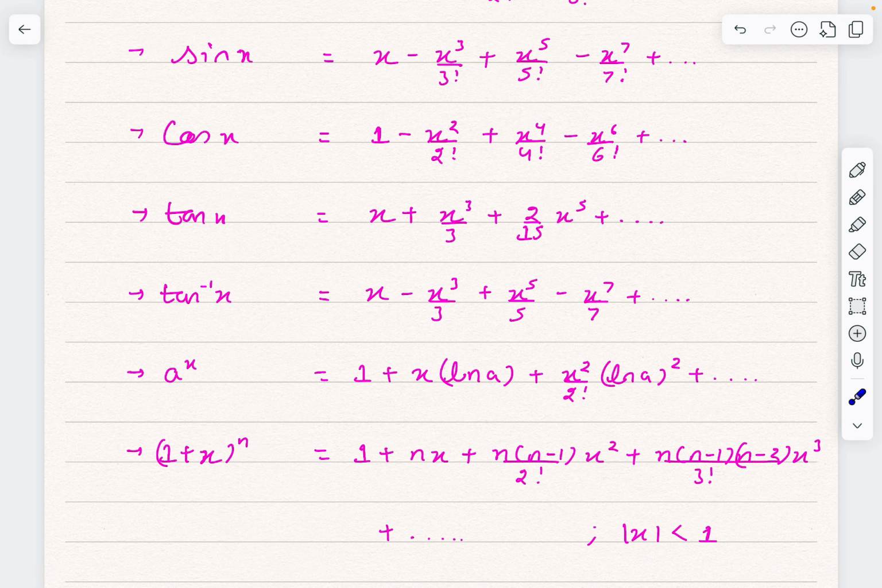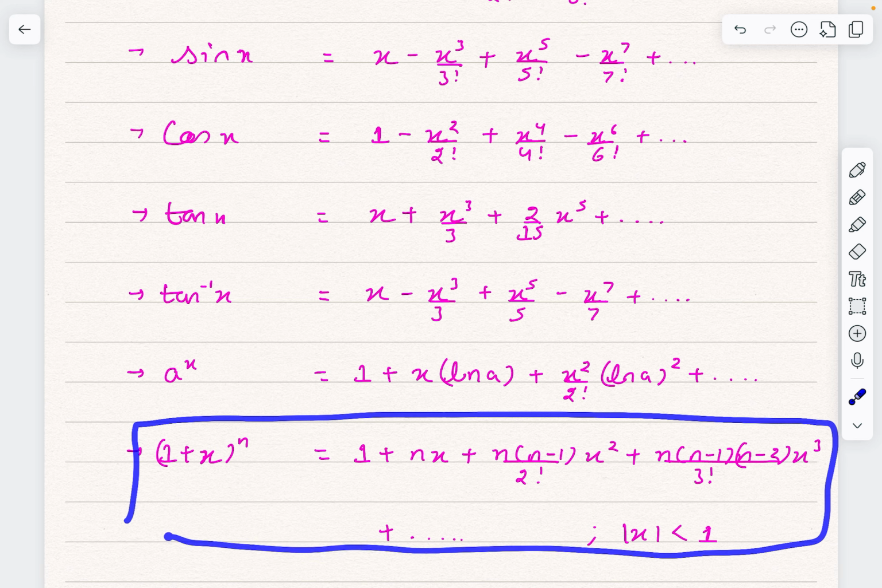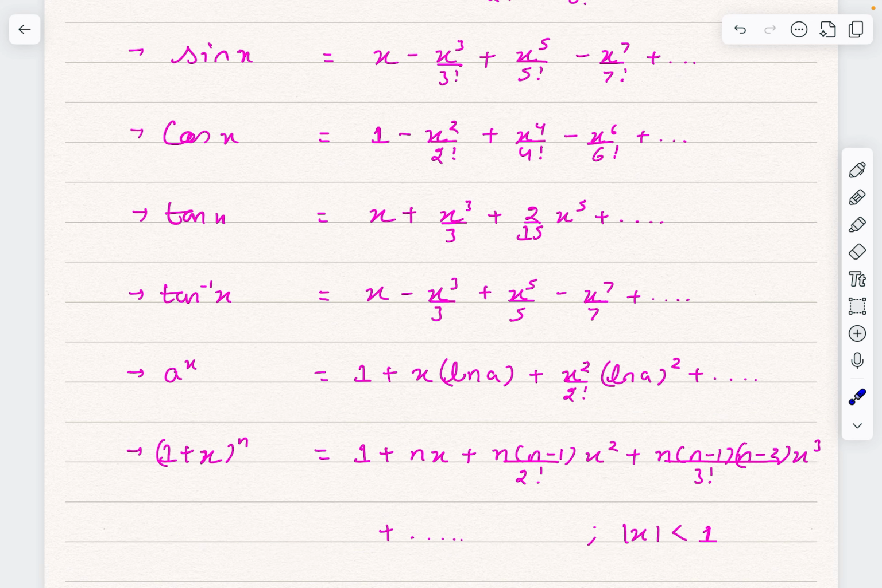n can have any rational value, and there is one condition on x here: x should lie between minus 1 and 1 only. So this series expansion we can use only when x lies from minus 1 to 1. We'll discuss this in detail in binomial theorem also. If you do not know about this right now, just remember it for now. Later on, we'll discuss this. But this is very important. These series expansions, guys, you all need to remember always.